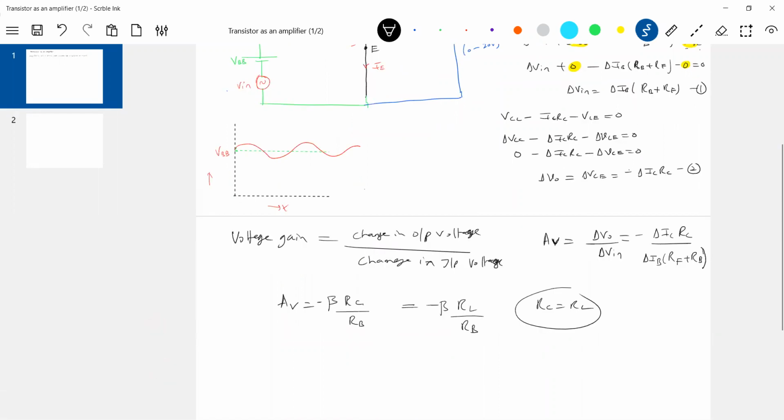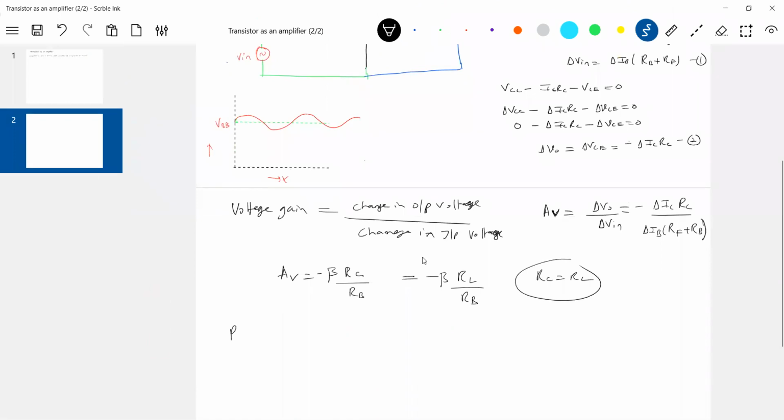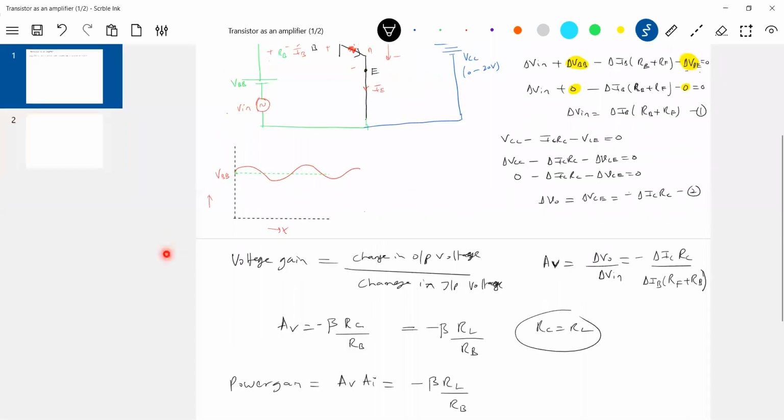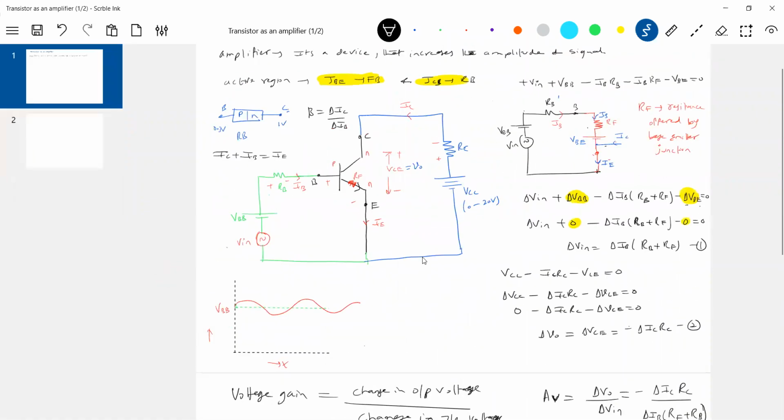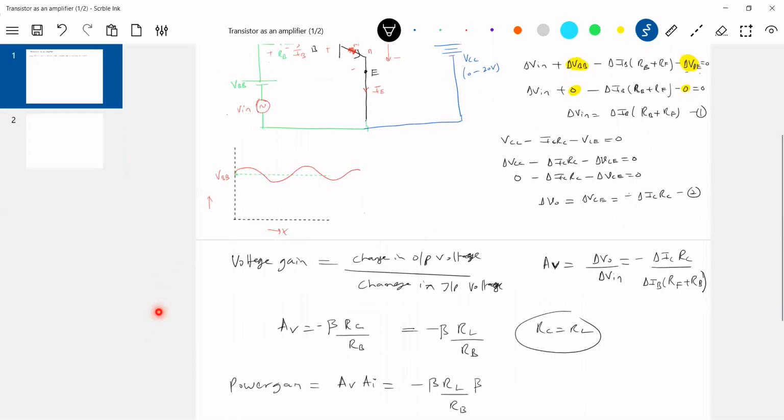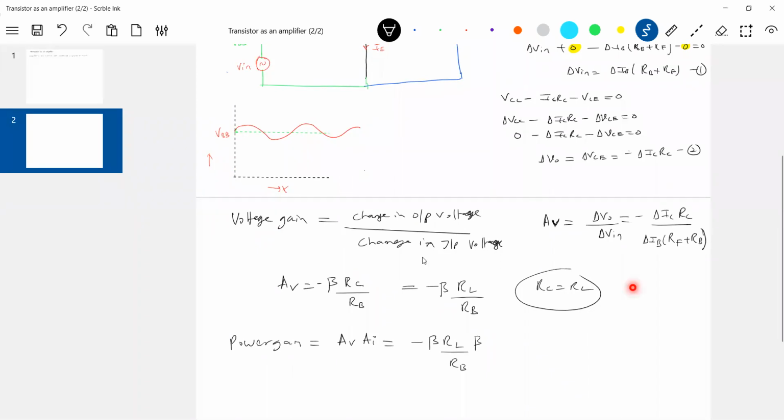So now I want the power gain. Let me finish off all these gains. Power gain: how do you define it? Voltage gain into current gain. What is the voltage gain? Minus beta times RL by RB. I made it clear RC equal to RL. So into what is the current gain? Beta is called the current gain. That is the symbol.